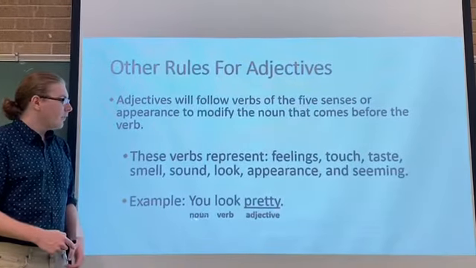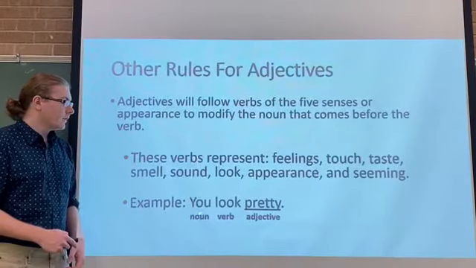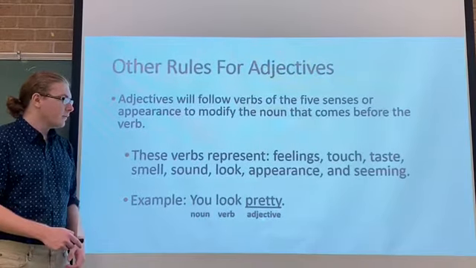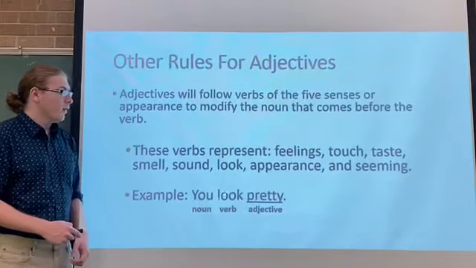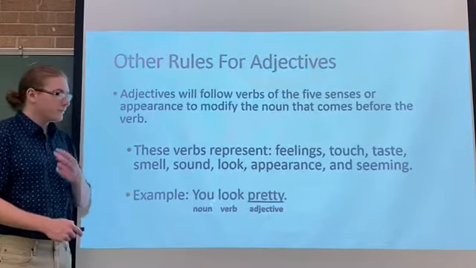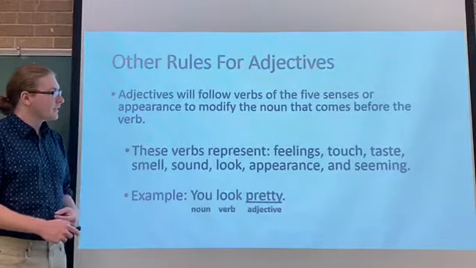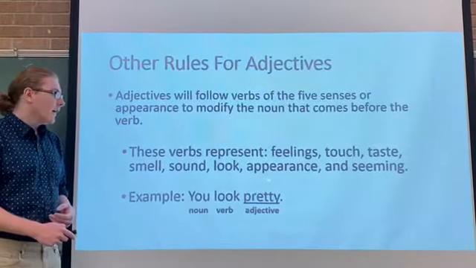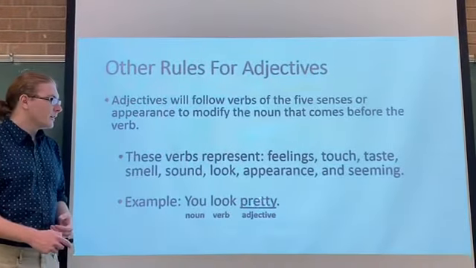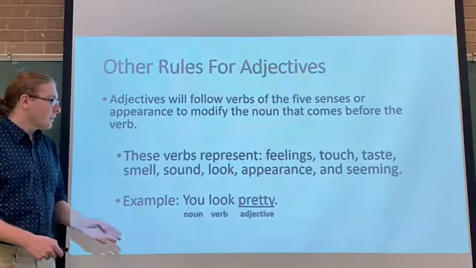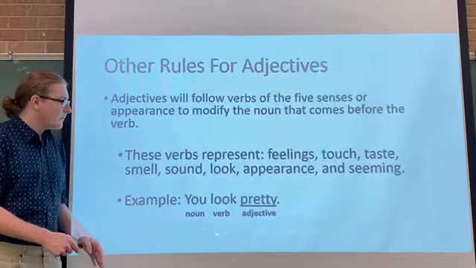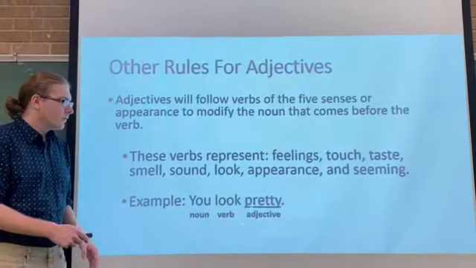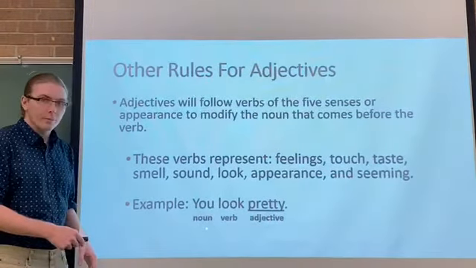So the noun that is being modified, or that is being directly related to the adjective, is you. Our verb is look. That relates back to the sense of sight. And then the adjective is pretty. So let's remember that it is an adjective because it is relating back to you. You are pretty.